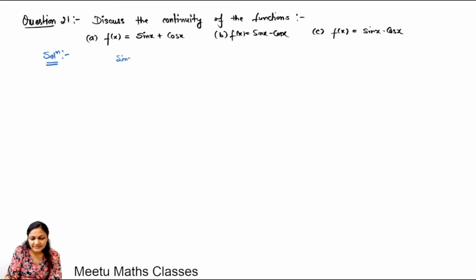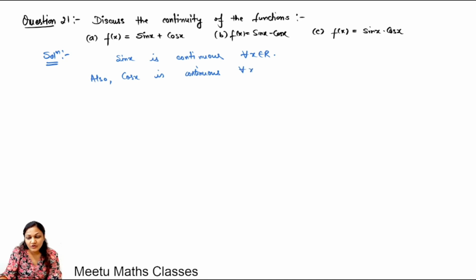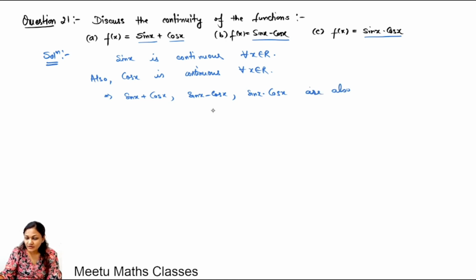Now we know that sin x is continuous for all x belongs to R. Also, cos x is continuous for all x belongs to R. So the addition sin x plus cos x, the subtraction sin x minus cos x, and the multiplication sin x into cos x are also continuous for all x belongs to R. We know that the addition, subtraction, multiplication and quotient or the composition of two or more continuous functions is also a continuous function. So we have applied this theory here.